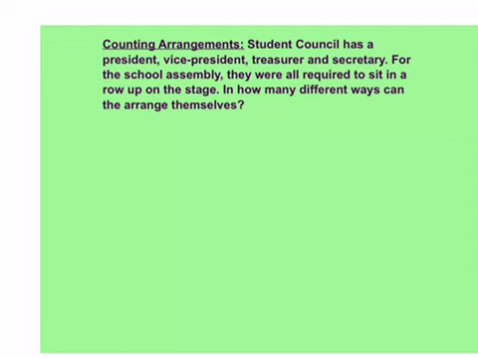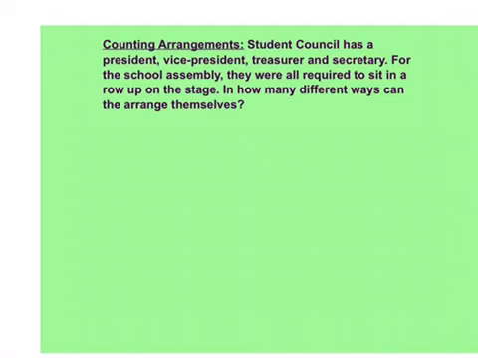So here's our next example. We're going to look at some counting arrangements. We have the student council that has a president, a vice president, a treasurer, and a secretary. For the school assembly, they're all required to sit in a row on stage. So we want to figure out how many different ways they can arrange themselves.